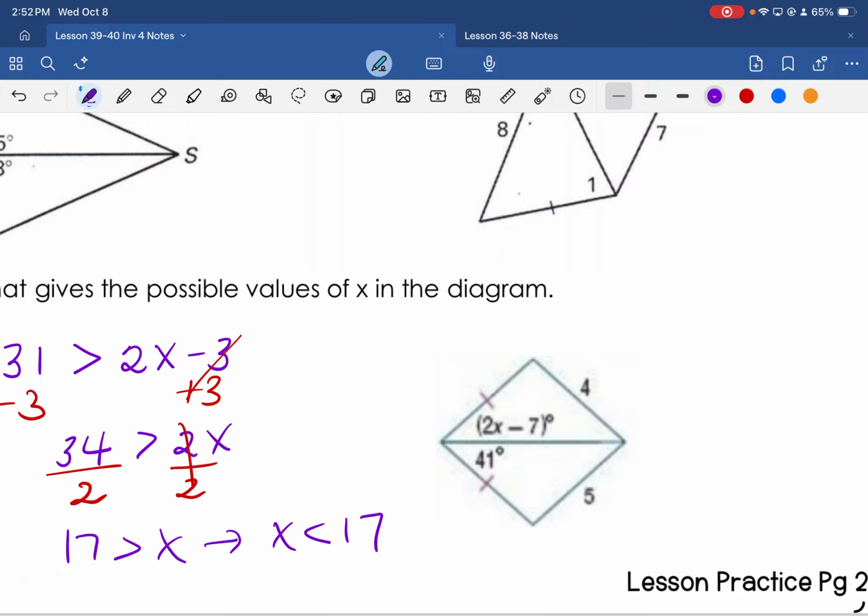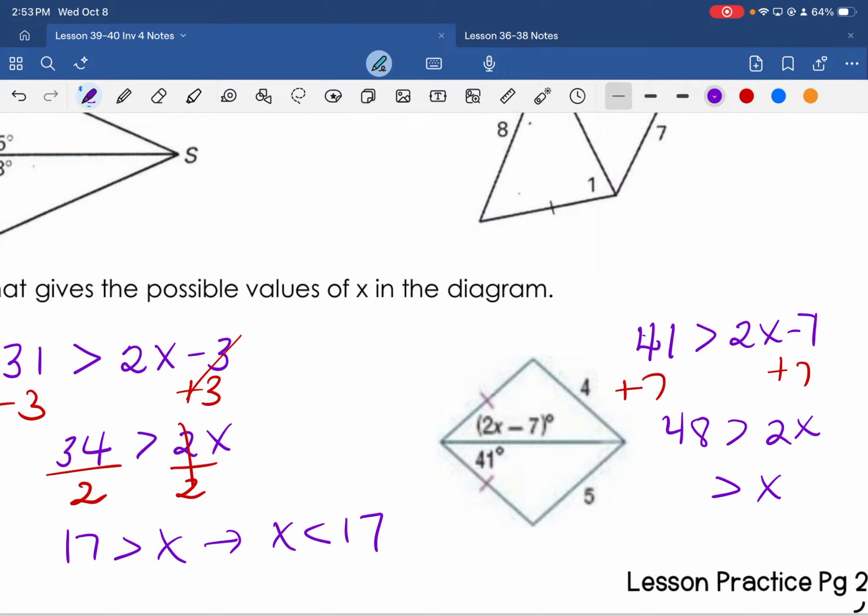All right, Kellen, how'd you set this one up? So I did 41 is greater than 2x minus 7. You did that greater than? I said it was greater than, because I looked at the 5 and the 5 is more, right? Yeah. Okay. And then you would add 7 to the 41. You would agree. Add 7, get 48. And then 48 divided by 2 is 24. And then you do 24 is greater than x.